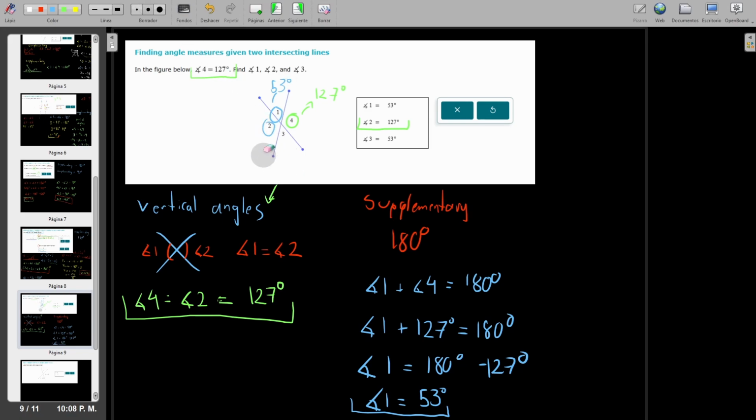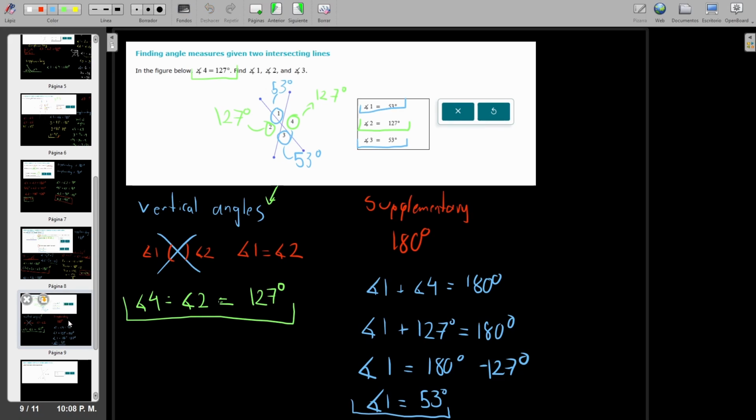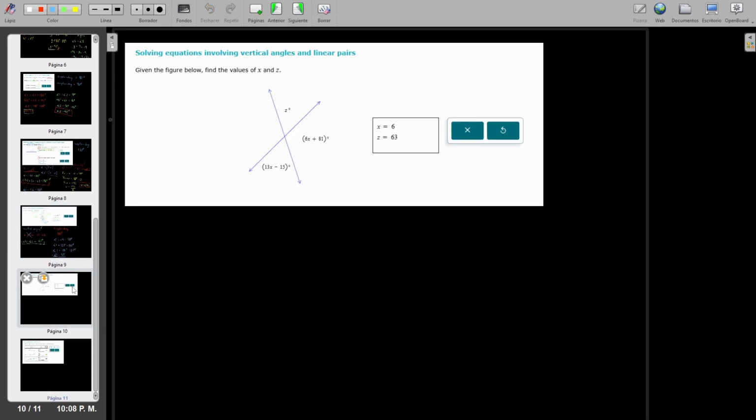I'm going to be writing. This one is 127 degrees. And again, with the vertical angle property, angle 3 is again 53. So we only put them here, and that is the correct answer.